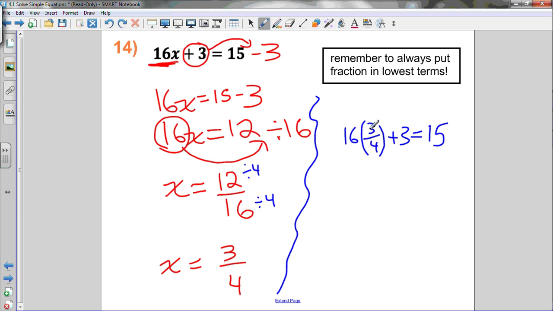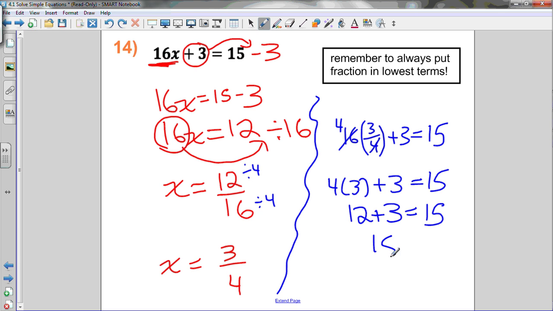So I have 16 times 3 over 4. So I have 16 divided by 4. That's going to simplify to 4. So what I have is 4 times 3 plus 3 equals 15. 4 times 3 is 12. And 12 plus 3 is 15. So 15 equals 15. The left side equals the right side. So that's the correct answer. 3 over 4 is the correct answer. If you get a fraction as an answer, it's probably a good idea to check and make sure that's what you're supposed to have. Okay, so I checked, and that is the value of x that makes the equation true.